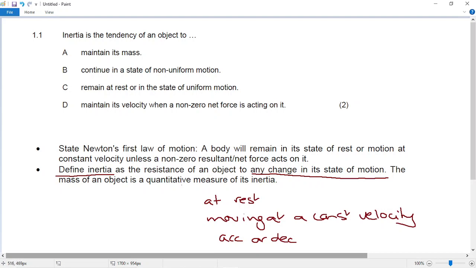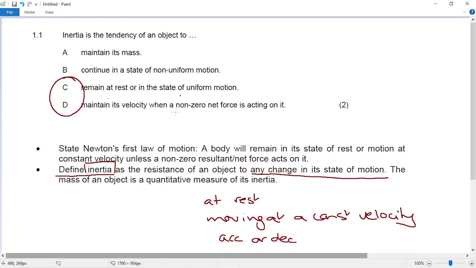And if you have inertia, it depends on your mass, how many particles you have. The more particles you have, the less likely you are to change your state of motion if a force acts on you. So in the memo, it gives you the answers, both C and D. Inertia is the tendency of a body to remain at rest or in a state of uniform motion. This is true. A body will not want to change its state of motion because of inertia. If you're sitting still, you'll stay sitting still. If you're moving, you will keep moving.